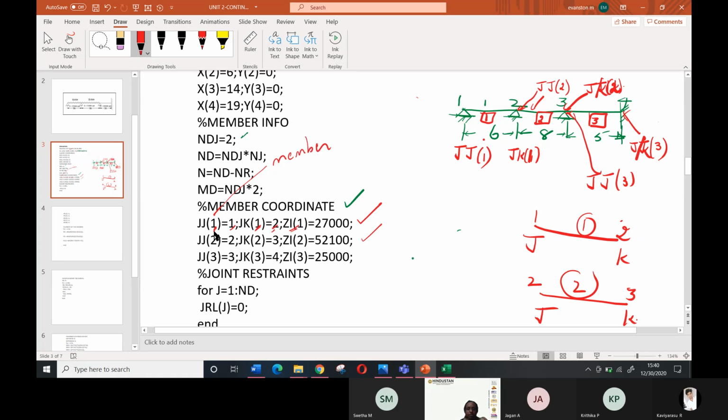This is the first member. This is the line for the second member. If you want, you note it down also. This is for the third member. So the first member is connected with 1 and 2. Second member is connected with 2 and 3. Third member is connected with 3 and 4. And the moment of inertia is given like this. So just copy down this one.